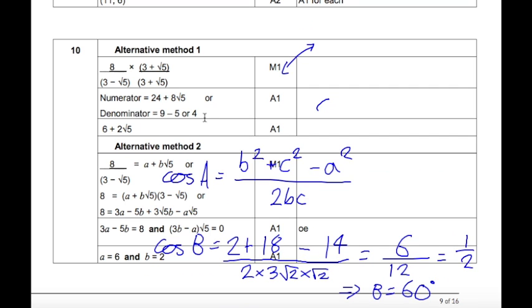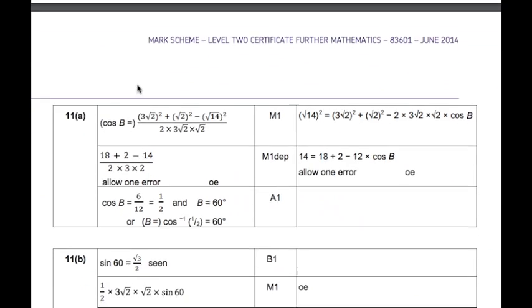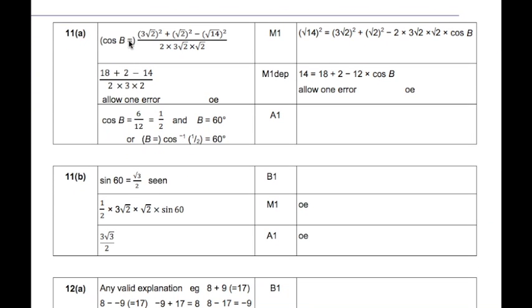So let's look at the mark scheme. You need something to say cos B equals... you don't even need the cos B, so something where you're working this out. You get 1 mark for getting to this, and you're allowed an error, and a final mark for getting to a half and saying that B is 60 degrees. So you can just quote it, you don't need to show the triangle or anything like that.